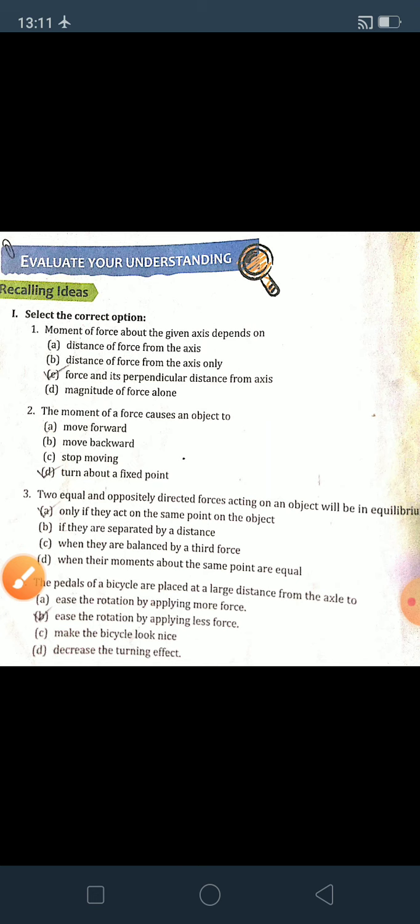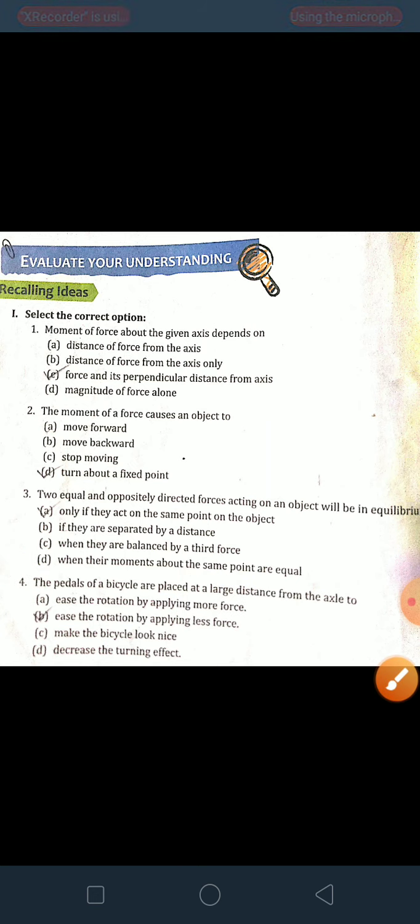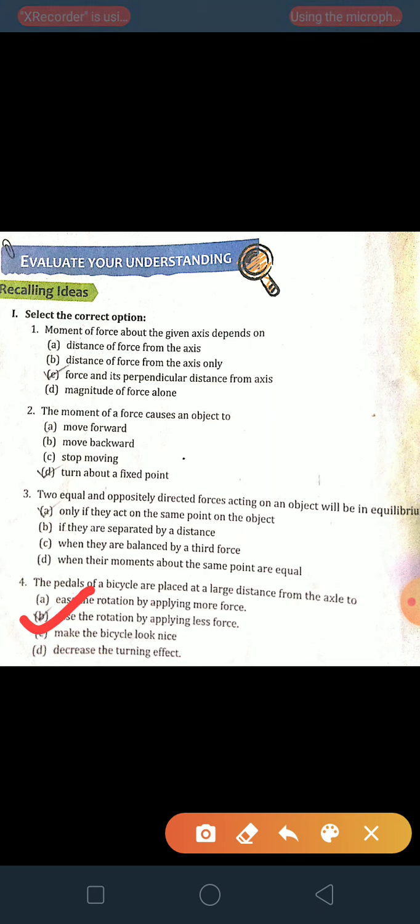Then our question number 4 is given. The pedals of a bicycle are placed at a large distance from the axle to ease the rotation by applying more force, ease the rotation by applying less force, make the bicycle look nice, or decrease the turning effect. So the answer is B. It is correctly given. So children, the answer is B, that is, ease the rotation by applying less force.